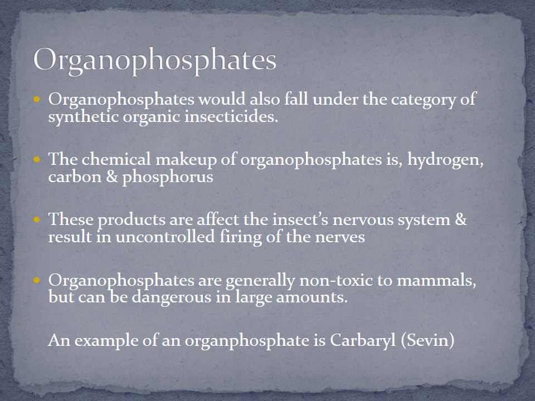Another group of insecticides we need to take a look at is organophosphates. Organophosphates will fall into the category of synthetic organic insecticides. As you can imagine, these are pretty synthetic. In our next sentence, we're going to talk about this, but the chemical makeup of organophosphates is going to be hydrogen, carbon, and phosphorus. And the hydrogen and carbon, obviously, are not what we're concerned about, but imagine that word phosphorus. Hand grenades back in the Vietnam War were made with phosphorus in them.